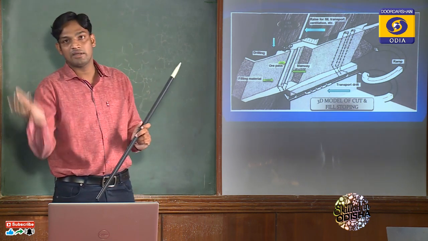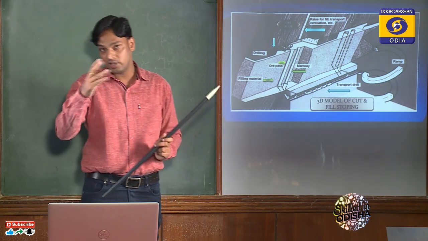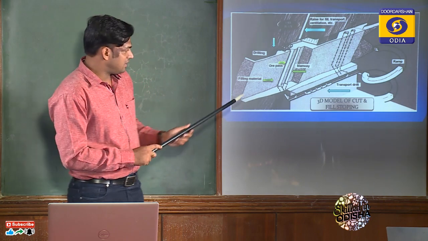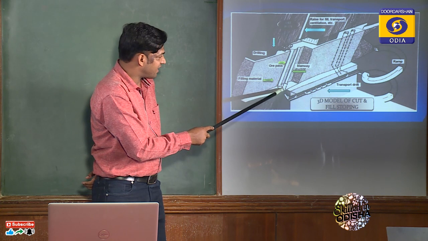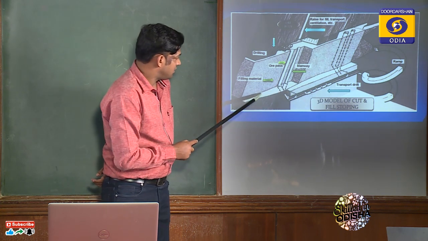The same thing, that was the line diagram. You can draw it in your exam, and this is the actual 3D model. Here you can see the transportation drift, these are the short raises, and this is the undercut or lower main level.